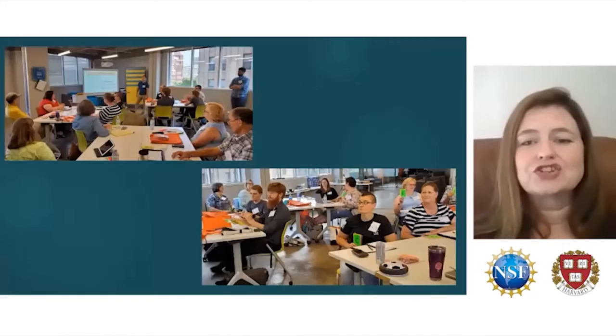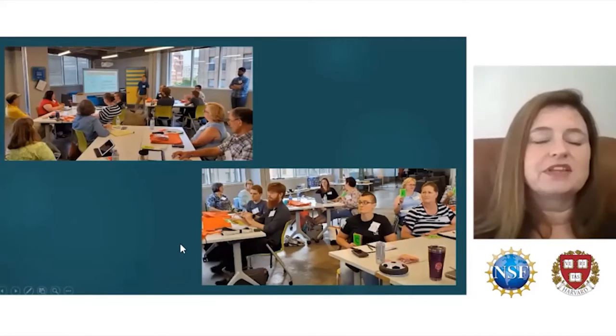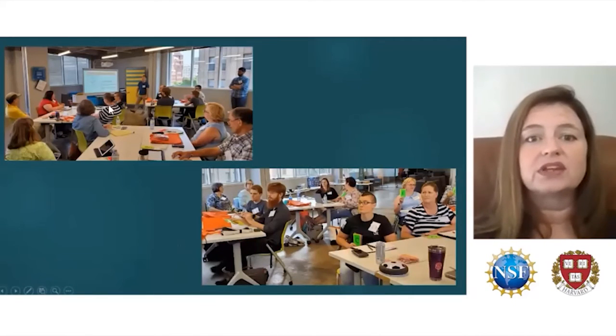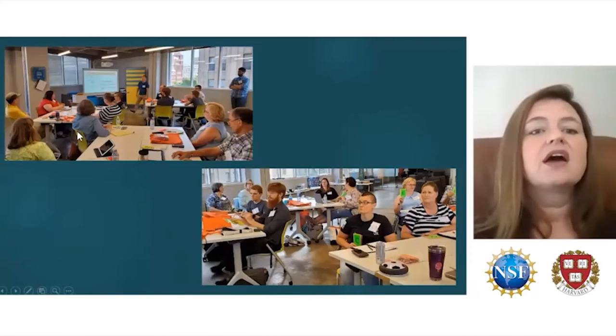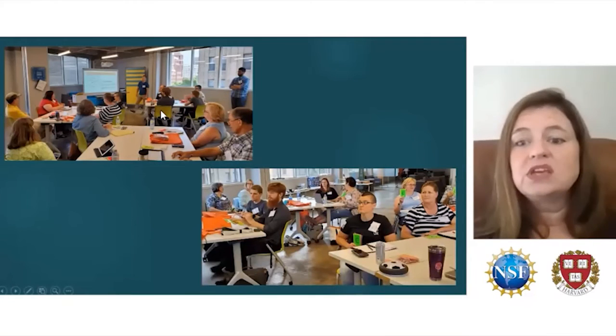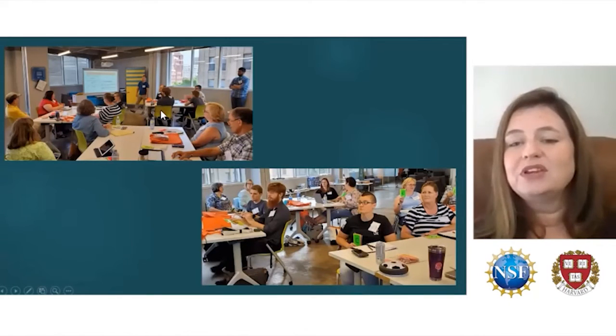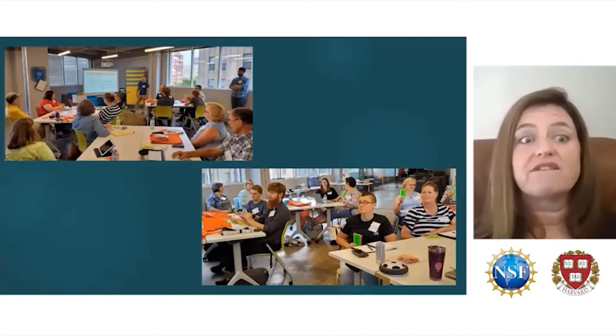Then here are some pictures from the workshop itself, and you can see that we have a really nice space here, and that is because we were able to get a community space that's available for different organizations in our area and use that for free, which was really helpful as well.